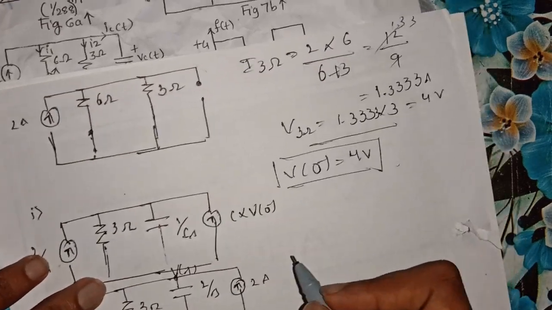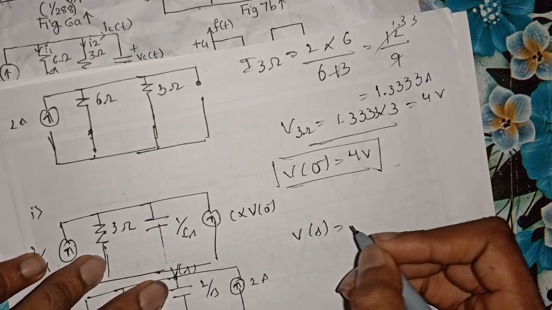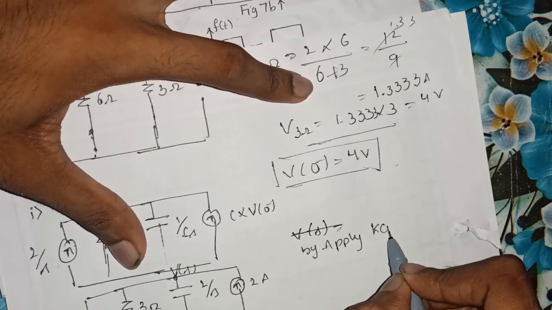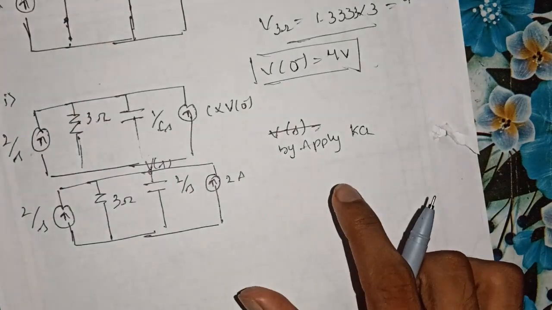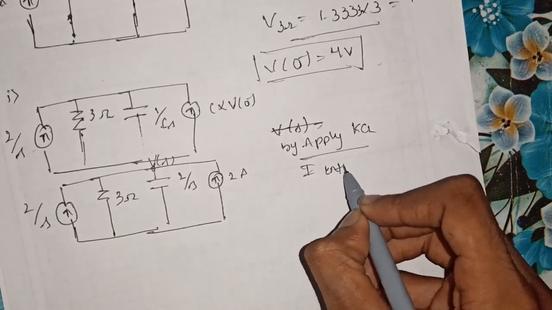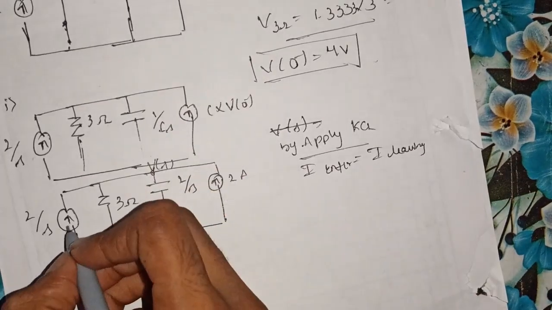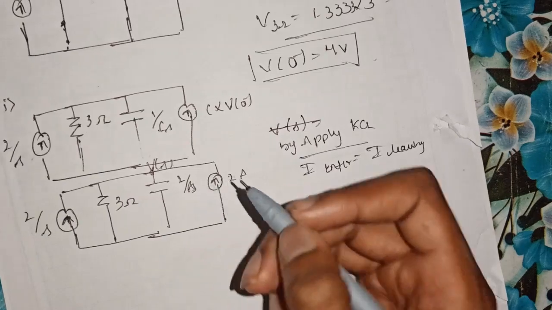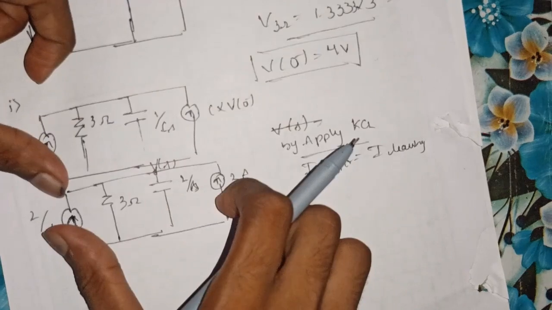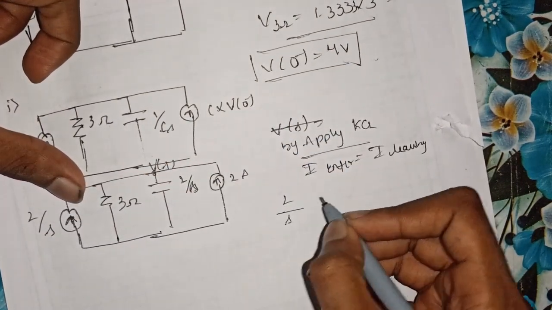I represent it as V of S. I calculate the value of V of S. So I apply the basic KCL equations. In order to solve it, apply KCL equations, that is current entering is equal to current leaving. Here we can see that both the current sources are entering the point V of S. So I write it down in the left hand equation as 2 by S plus 2 ampere.